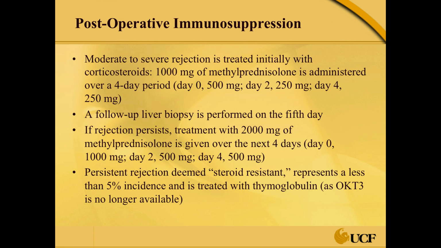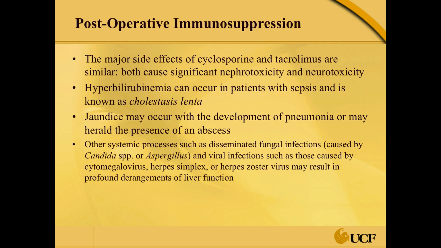If the patient has persistent rejection, meaning they are steroid resistant, it's only less than about 5% who will actually develop this, but in those patients we have to treat them with thymoglobulin because we can't use OKT3 anymore. It's no longer available, too toxic.